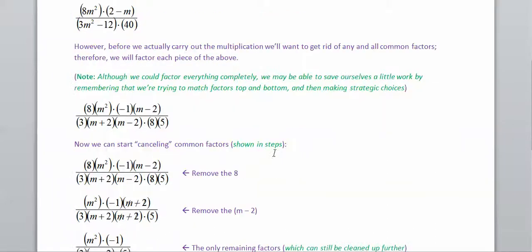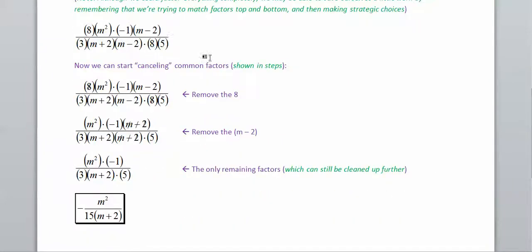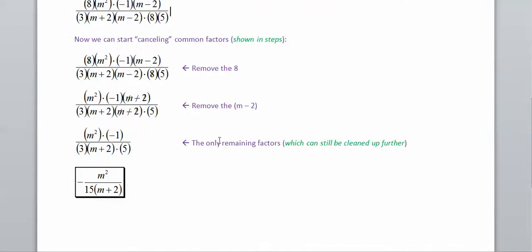And now again, we're just going to start getting rid of common factors. I'm going to show that here in steps. We've got the 8 in common top and bottom. Can get rid of that. There's the m minus 2 that we can get rid of top and bottom, so we go ahead and get rid of that. And we still got quite a few factors here, and we don't have to go through and multiply everything. But see, our negative 1, we're just going to put that negative out front there.